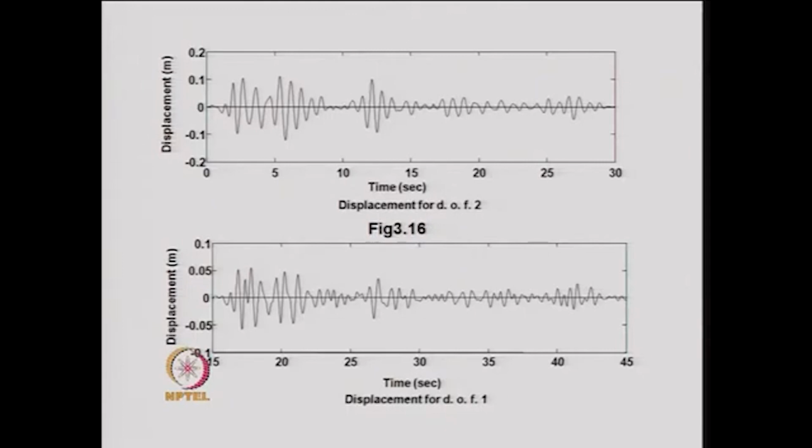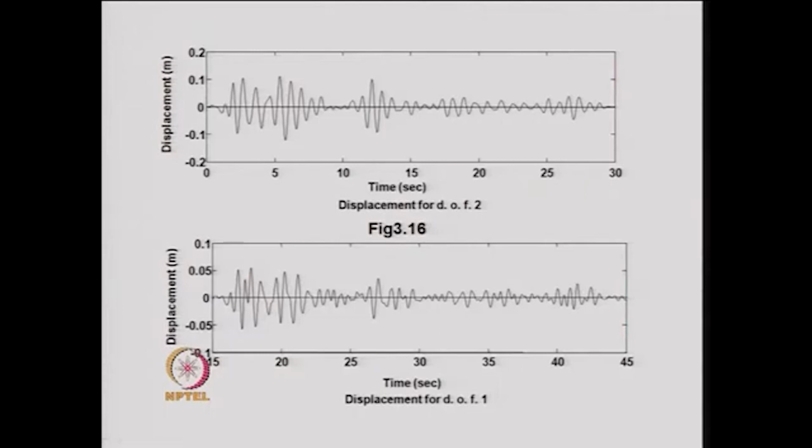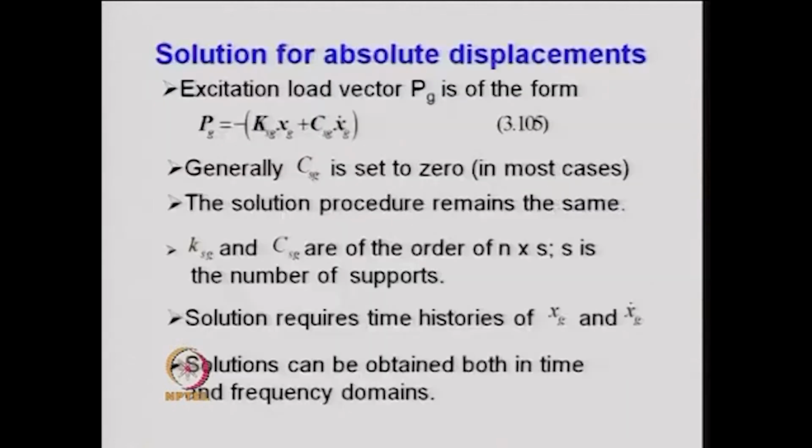That is, the displacement of degree of freedom 1 over here has a maximum value of almost 0.05. There you can see that again the maximum value is almost 0.05. So, the responses obtained by the ordinary solution of the differential equation and the state space equation are obtained as the same.